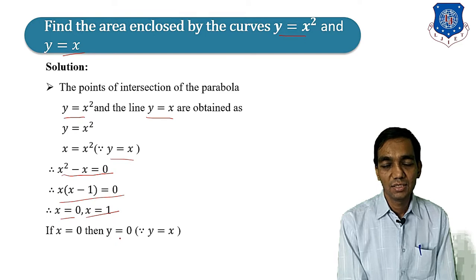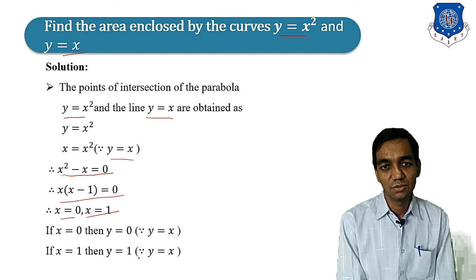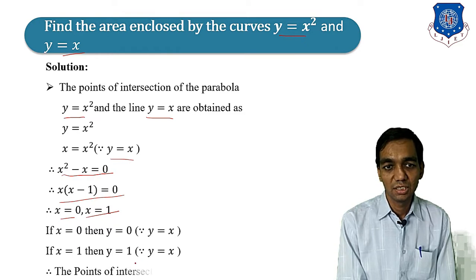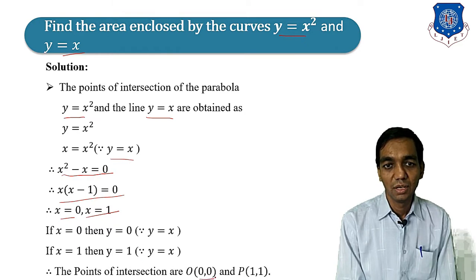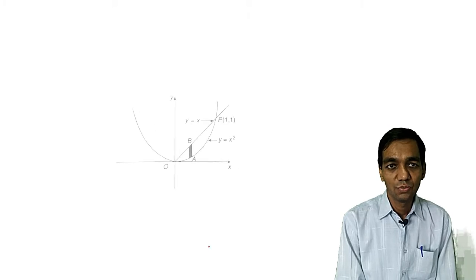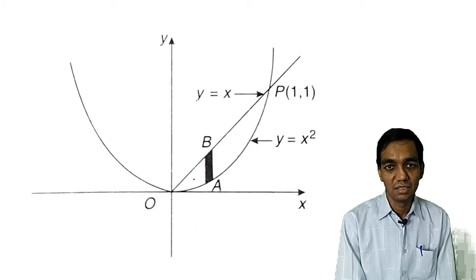So if x is 0, then y is equal to 0. And if x is 1, then y is also 1. So you have two intersection points, (0, 0) and (1, 1). Correct? So if you are going to draw the curve, then it is like this.